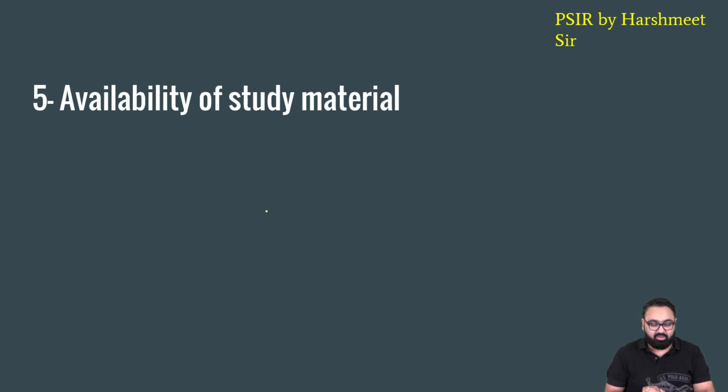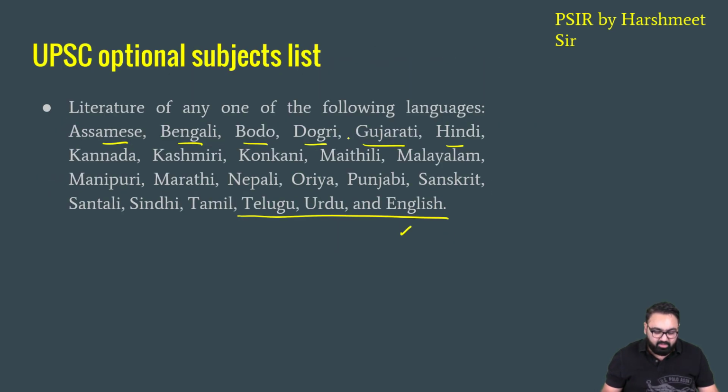Another very important point, availability of study material. Now this is extremely important, especially if you are planning to take a literature based subject. Remember, I'll just take you back. These are literature subjects which you can take for your optional. Now, usually you will see literature subjects are taken by those who have done graduation or post-graduation in this subject. The problem here is you will not find study material being easily available for these subjects.